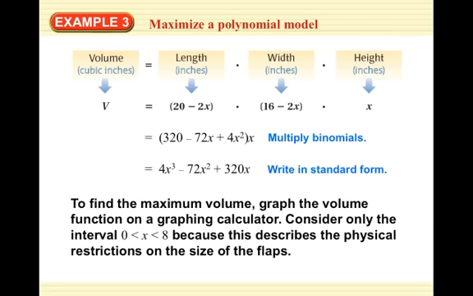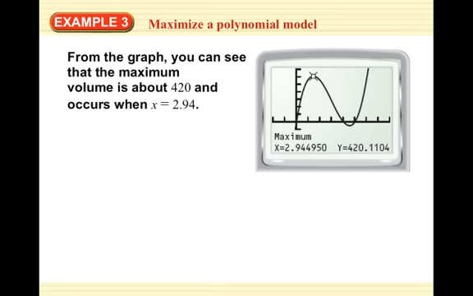All right, to find the maximum volume, graph the volume function on a graphing calculator. Consider only the interval 0 less than x less than 8 because this describes the physical restrictions on the size of the flaps. Remember, you can't make a flap bigger than 8 inches because there's only 16 inches across in the width direction. So when we consider just from 0 to 8, we want to maximize the volume. The volume is the y value, so we're going to find the maximum. From the graph, you can see that the maximum volume is about 420, and it occurs when x is equal to 2.94.